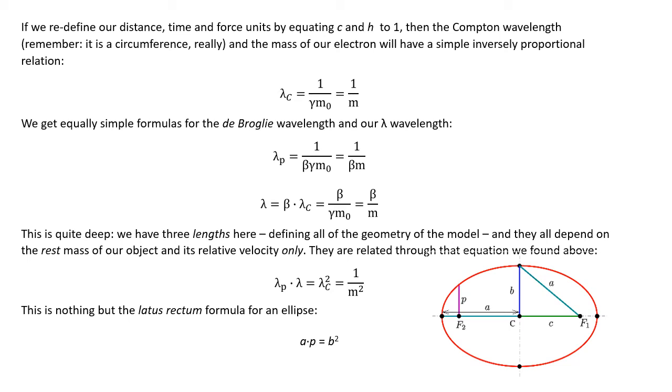So lambda then, that linear length, was beta, not 1 over beta, but beta times the Compton wavelength. So that becomes beta divided by m, or beta divided by the Lorentz factor times m0. So the formulas for our three lengths are now expressed as a function of m, the mass of the electron, and beta. And you say, oh, can't you equate m to 1 as well? No, because m really depends on our reference frame. m is a relativistic mass concept, so I can't reduce this any further.